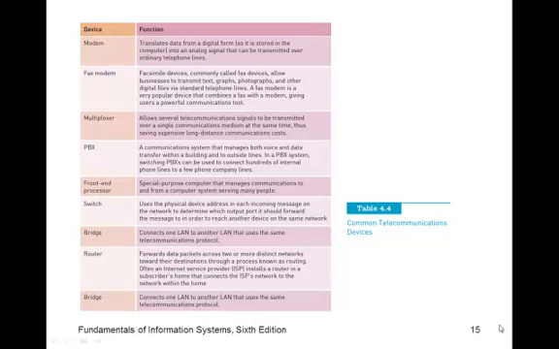Of the four components that we talked about being necessary for telecommunications, one of those is a telecommunications device. Here in table 4.4 from page 168, you just see several examples of what we would consider telecommunications devices. First on the list is the modem, translating data from a digital form as it is stored in the computer into an analog signal that can be transmitted over telephone lines.